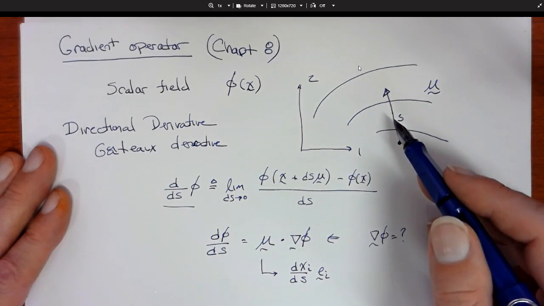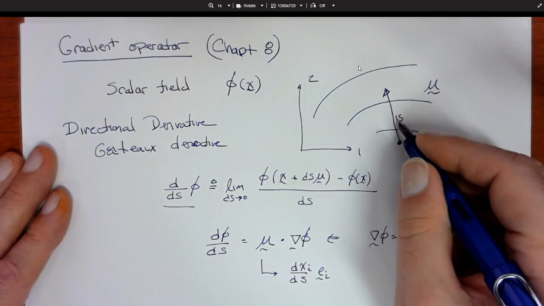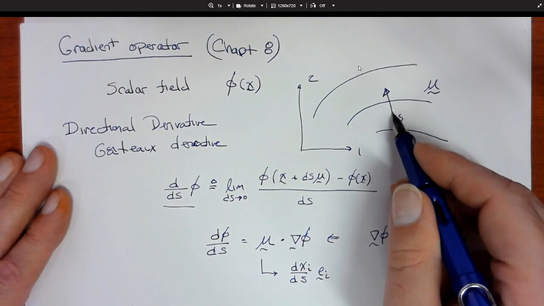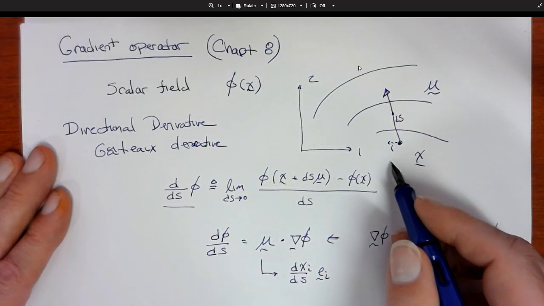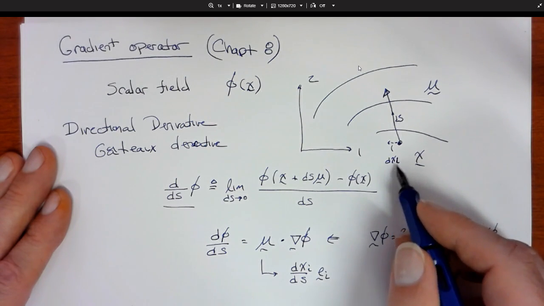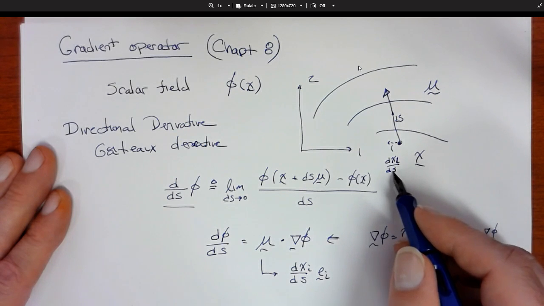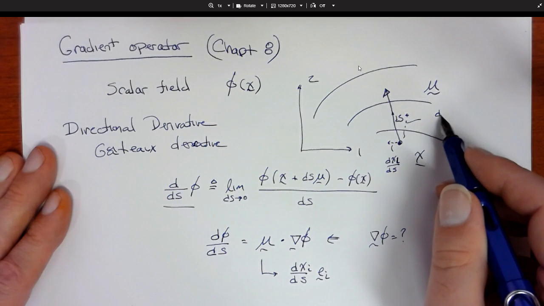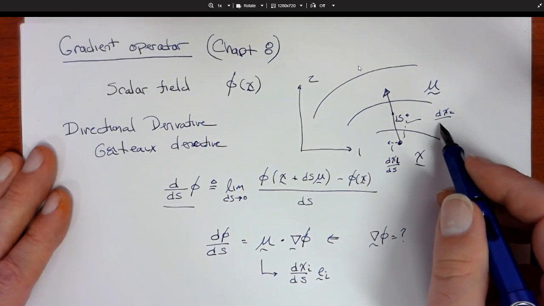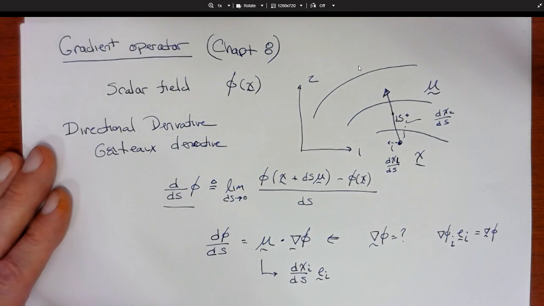Likewise, if we go ds, I should probably call this little ds, let's say ds is that amount. Then this component here is how much dx1 changes if we move ds. This component here is how much the dx2 coordinate changes with respect to ds. So you see that derivative actually just becomes the components of the unit vector. So I can write this like this with the Cartesian basis e_i.